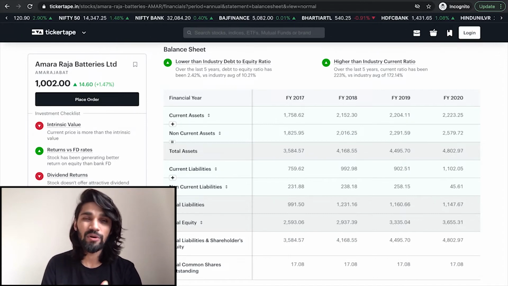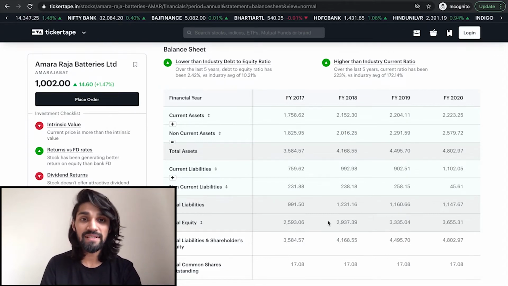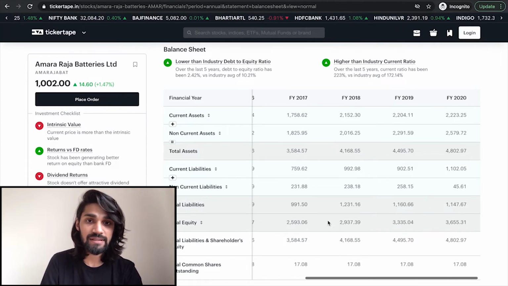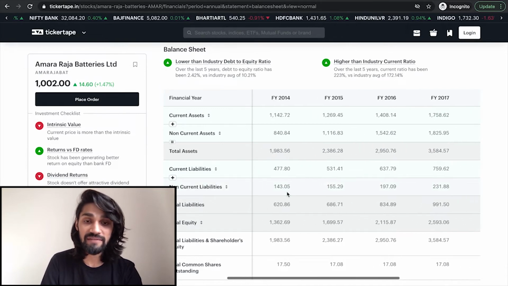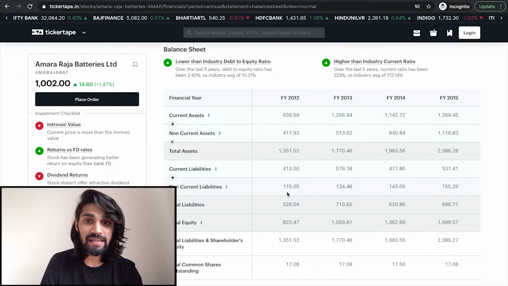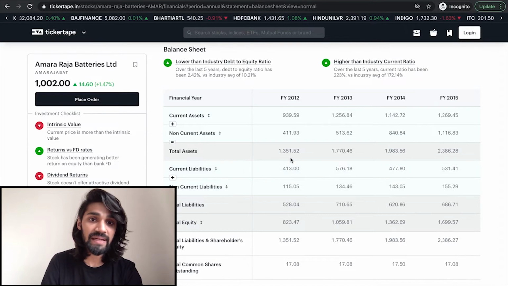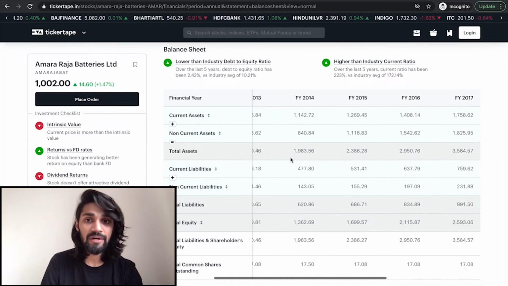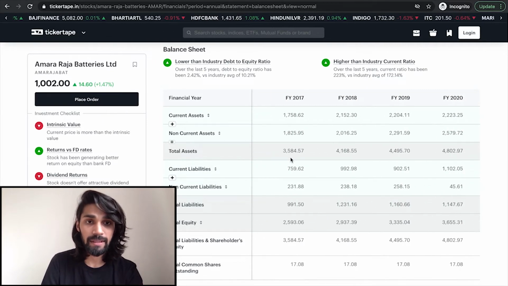Now, what do you see in a good balance sheet? All right. So the first thing that you really need to see in a good balance sheet is that the total assets are increasing every year. So let's just go back to 2012. If you see from 2012, the total assets of this company have been increasing, right? So this is one good thing about the company.